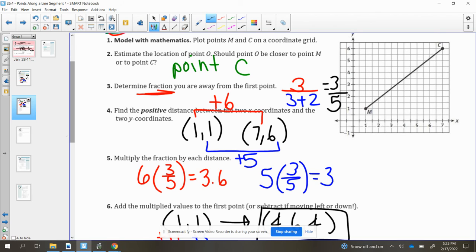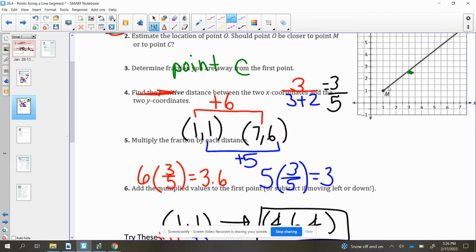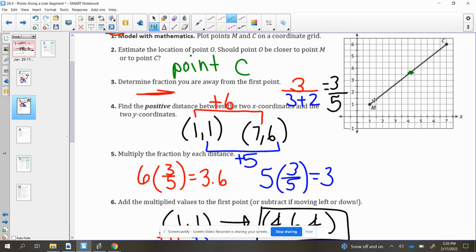And again, if we go back to what we predicted, (4.6, 4) would put us up here on our graph, right around here, which is about where we guessed 3 to 2 would be. Again, 3 parts versus the 2 parts from our point to C.